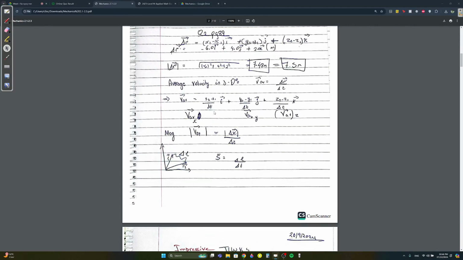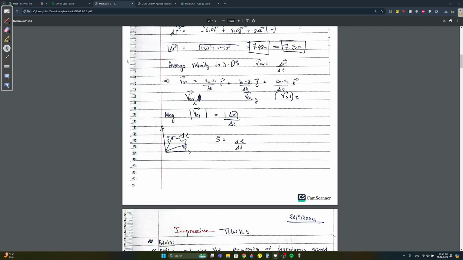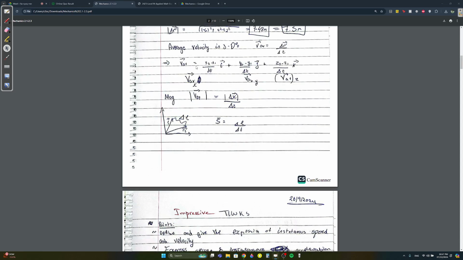So v average has to have an i component. The vector of it will have an i component, a j, and a k. For the i component it's x2 minus x1, because we're dealing with x's. For j, you deal with y's, so it's y2 minus y1. For k, it's gonna be z2 minus z1. Until now, pretty self-explanatory. When you see the questions come in, you don't even need the formula, you just know it instantly. This would be the x component of the average velocity, this is the y component, and this is the z component.